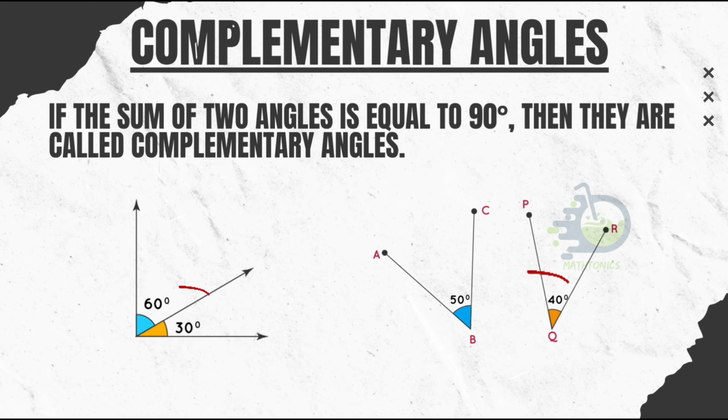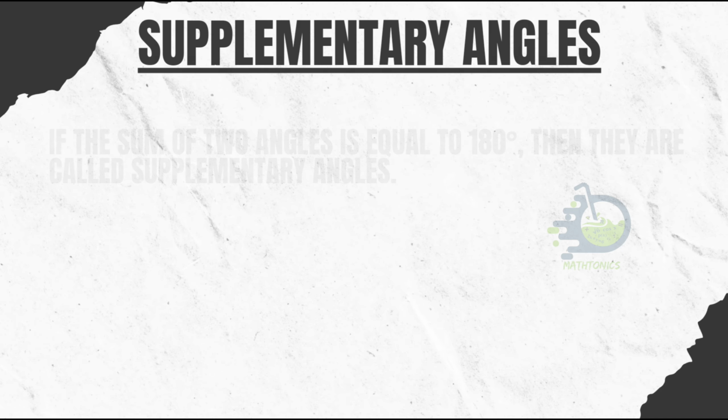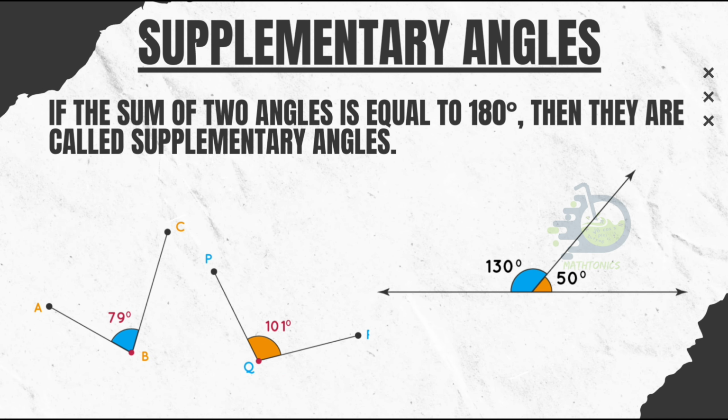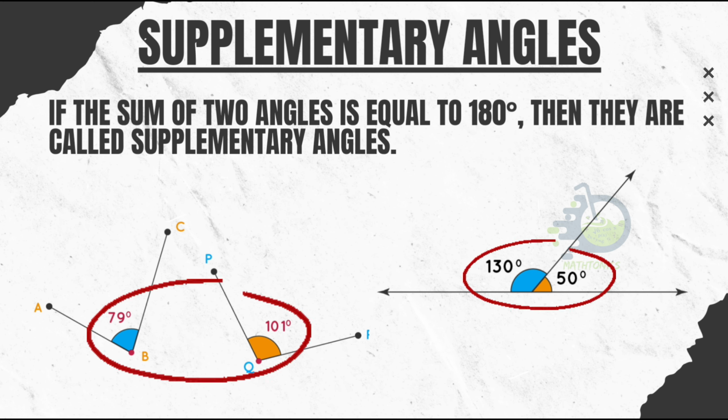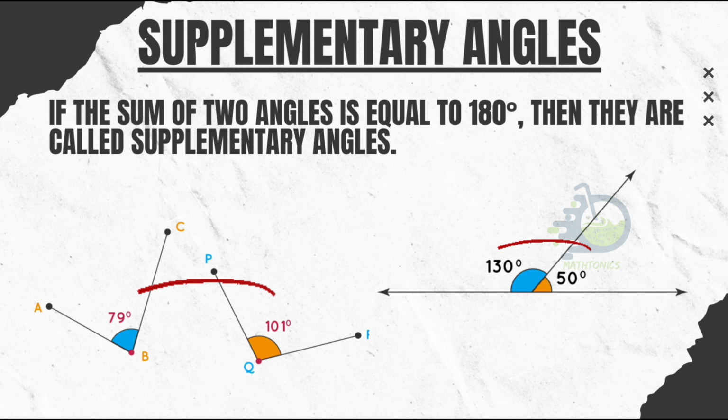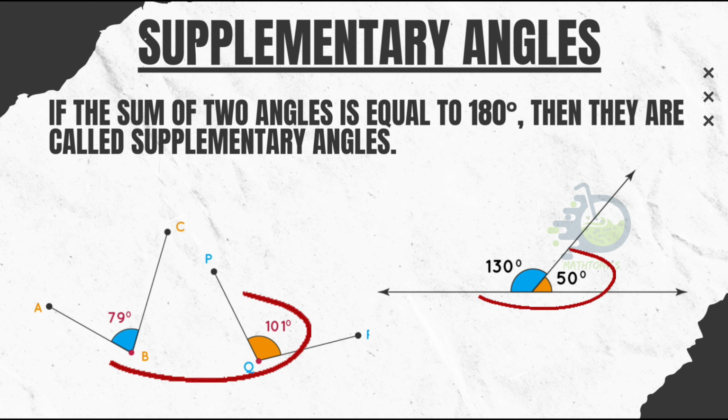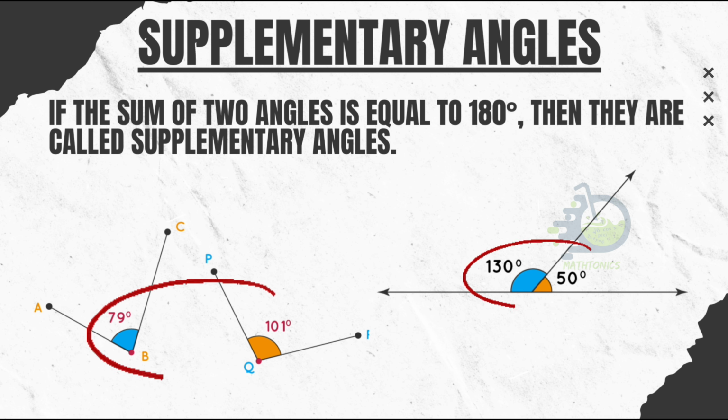90 degrees. Supplementary angles. If the sum of 2 angles is equal to 180 degrees, then they are called supplementary angles. In the given 2 figures we can find that the sum of the angles in both will be equal to 180 degrees.